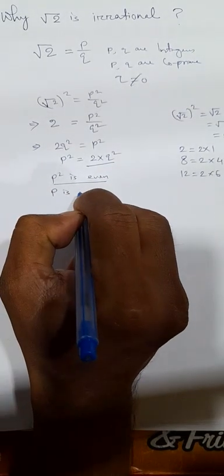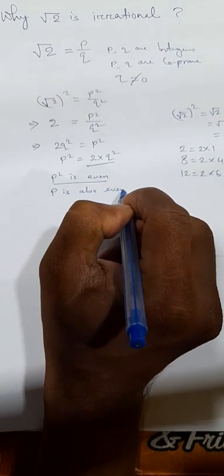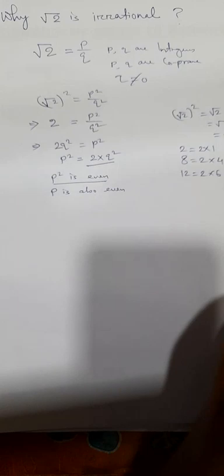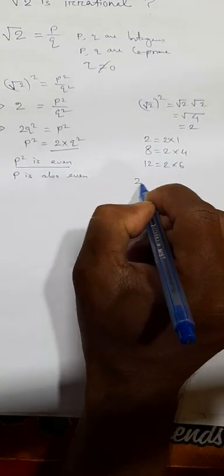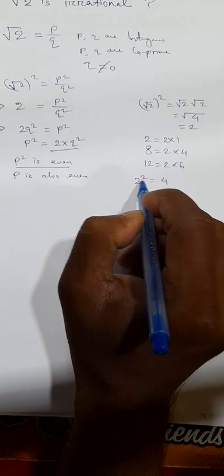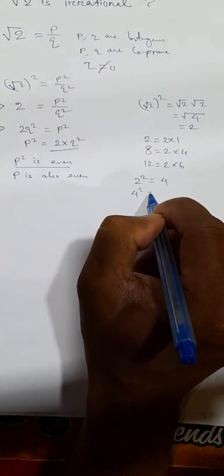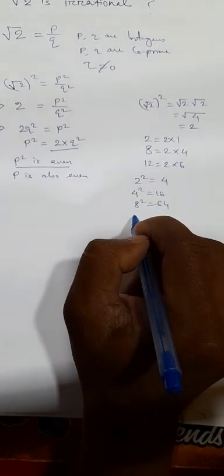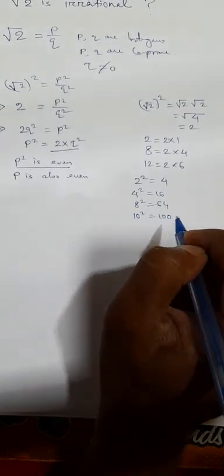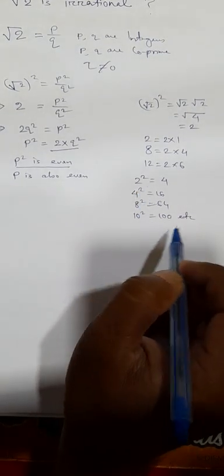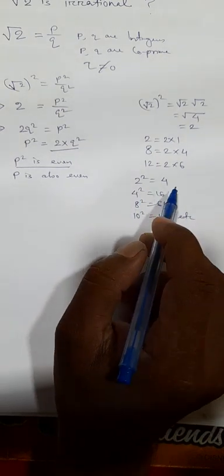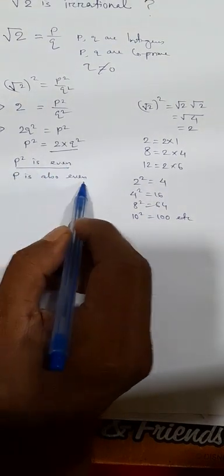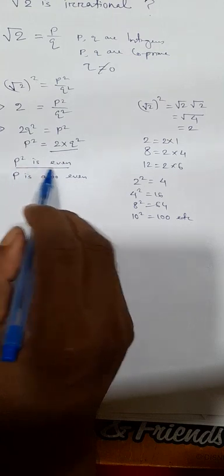Now you see, if p square is even, p is also even. We know the square of an even number is an even number. For example, 2 squared equals 4; 2 is even, and the square of 2 is even. 4 squared equals 16. 8 squared equals 64. 10 squared equals 100, and so on. So the square of an even number is even. That means the square root of an even number is also even. So if p square is even, p is also even.